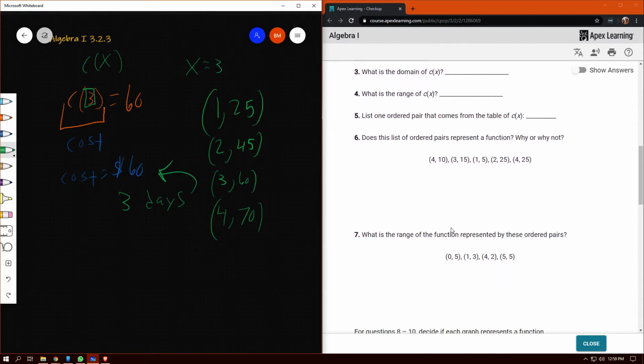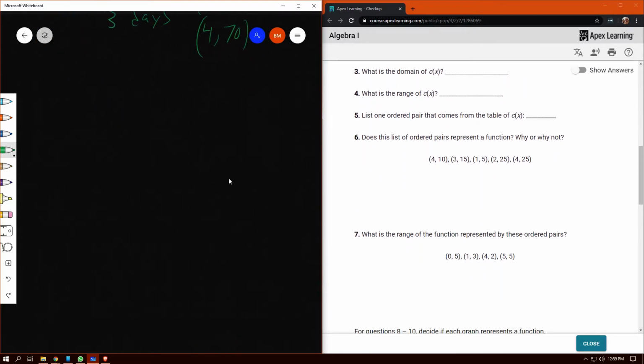All right, now, next question is, does this list of ordered pairs represent a function? I can look at the ordered pairs this way and make my determination here. I could also make myself a chart. I have a 4, a 3, a 1. Actually, I'm not even going to waste time with this. I was going to go a different way, but I don't think we really need to.